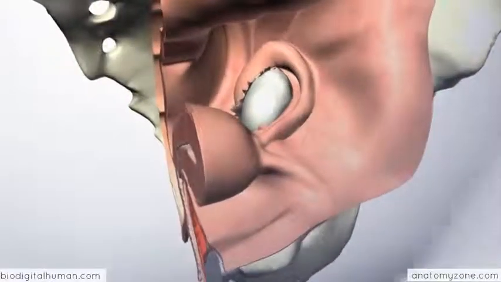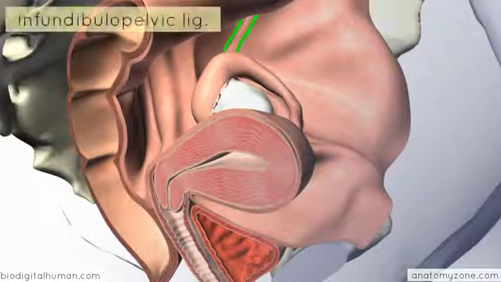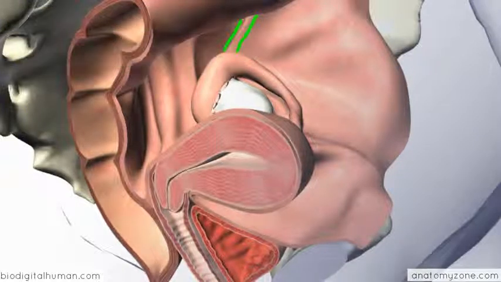One ligament attaches to the superior pole of the ovary and the other attaches to the inferior pole. If I just rotate it slightly, you can see that there's a fold of peritoneum in the broad ligament, on the lateral side of the broad ligament. This fold of peritoneum attaches to the superior pole of the ovary, and it's called the infundibulopelvic ligament, or also the suspensory ligament of the ovary. This fold of peritoneum contains the ovarian vessels and the lymphatics, which pass from the side wall of the pelvis and enter into the superior pole of the ovary.